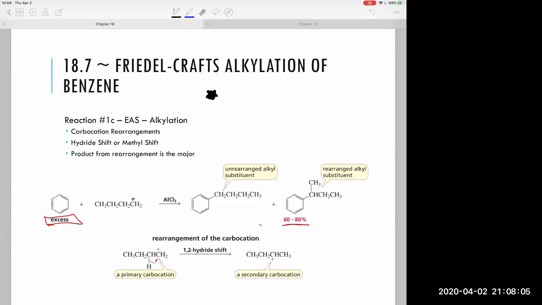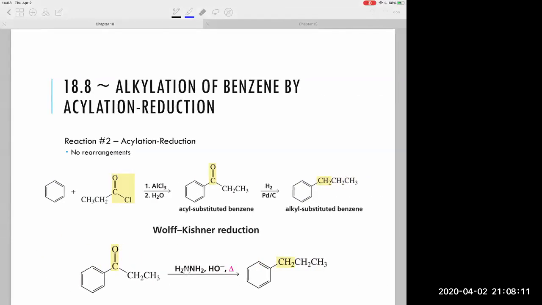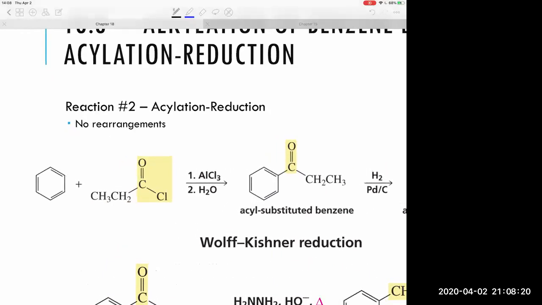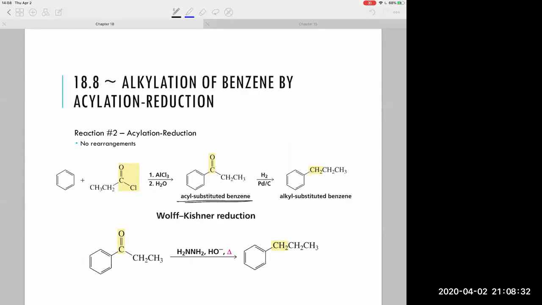The other way that we can get around this, let's say we just don't have that much benzene to work with here, is by first acylating it. Okay, so that's first taking your benzene ring, reacting it with an acyl chloride in the presence of aluminum chloride, and creating your acyl substituted benzene. And then following that up with a reducing agent that's going to reduce that ketone group.